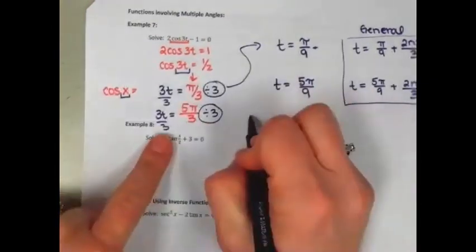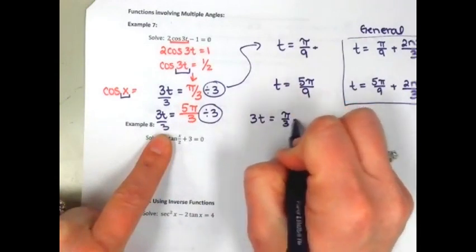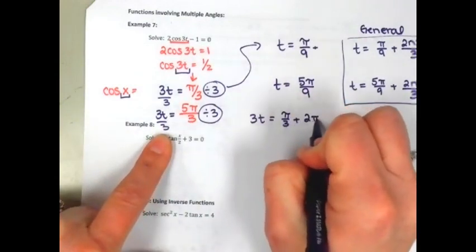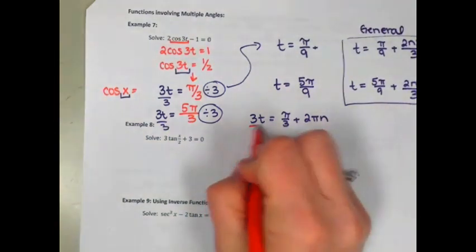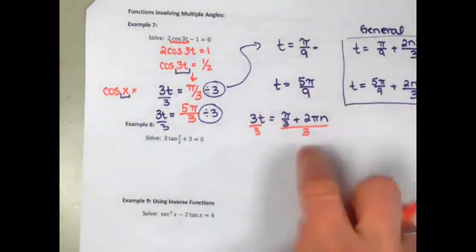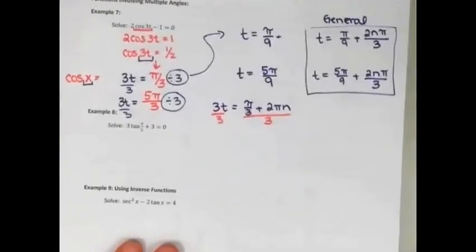So originally, we could have written it like this. We know 3t equals pi over 3 plus 2n pi, or 2 pi n. And then what would we have to do? Divide by 3. So I have to make sure I divide everything by 3. Okay. Sorry, you guys can't see that.